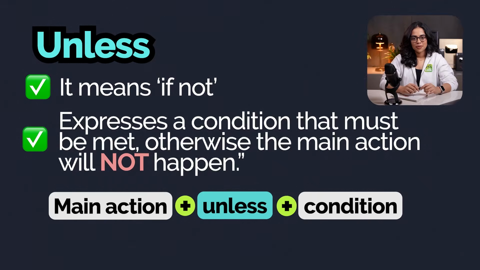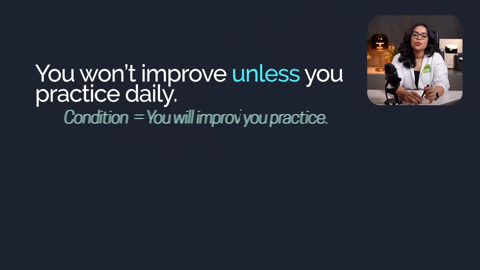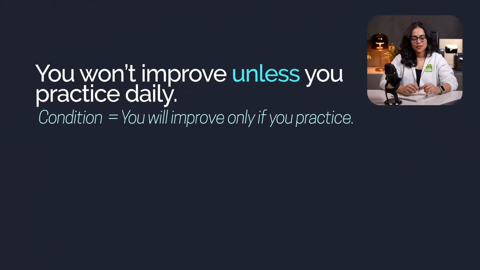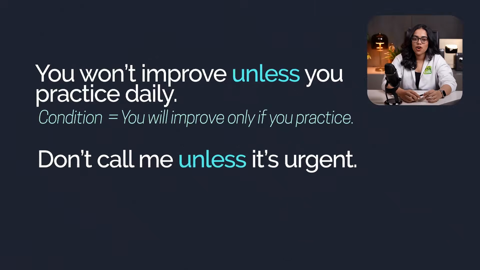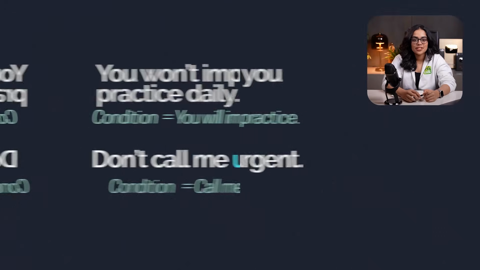Let's understand this better with some examples. You won't improve unless you practice daily. This means you will improve only if you practice. And this is true. If you practice English regularly, you will improve. So what is the condition? Practicing daily is the condition. And the result is going to be improvement. Next example. Don't call me unless it's urgent. So the condition is urgency. If there is an urgency, only then you call me.